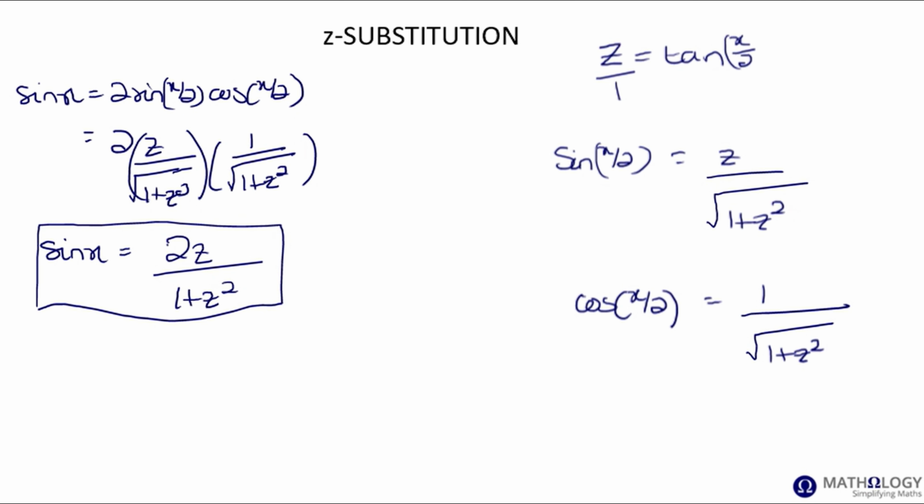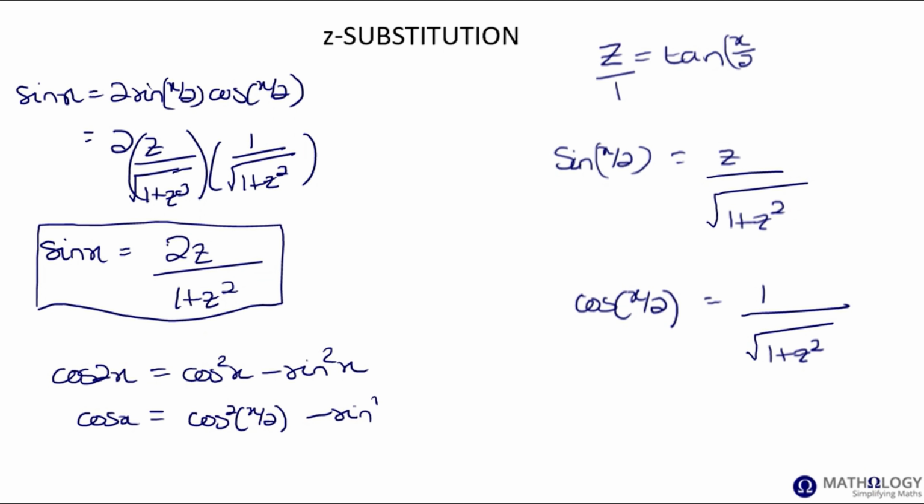And then likewise, cos 2x equals cos squared x minus sine squared x. There are two other formulae for cos 2x, so it doesn't really matter which one you choose to use to find the formula for cos x, which is what we're going to do. So cos x will be cos squared x over 2 minus sine squared x over 2.